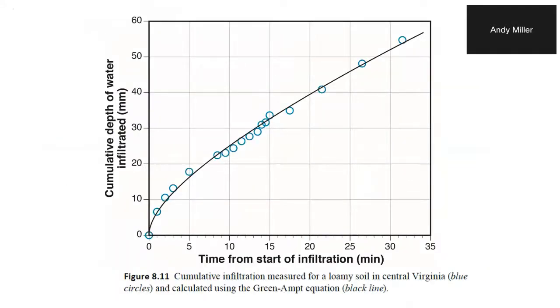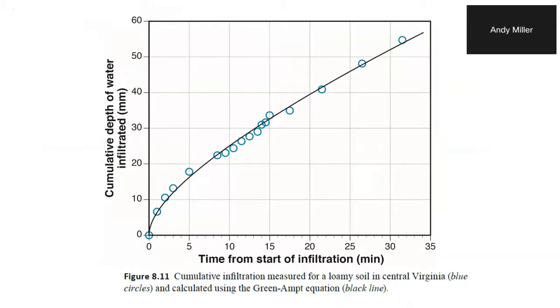So this is basically a representation of a bunch of measurements, probably using something like a double ring infiltrometer, over time from a sprinkling experiment, and the cumulative depth of water infiltrated as a result of those experiments. And this is the Green-Ampt method used to predict what it will look like.